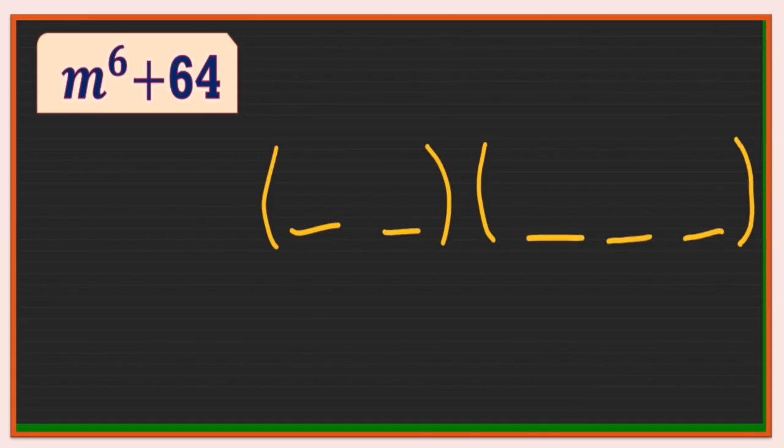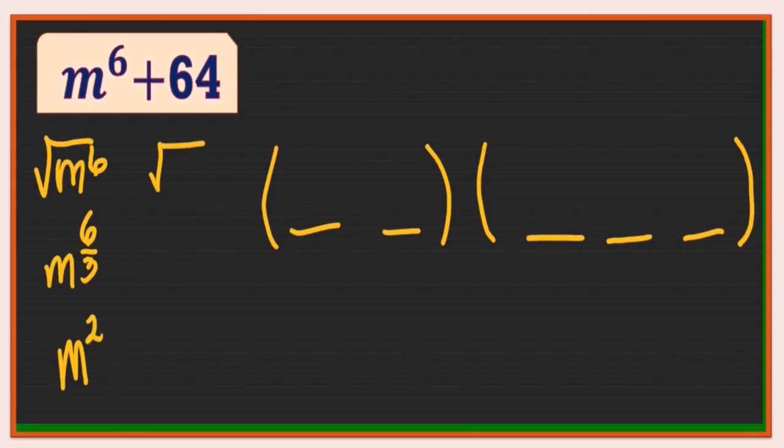Now let's get the cube roots of the two terms. The cube root of m to the power of 6 is m to the power of 6 divided by 3, which is m squared. The cube root of 64 is 4. So the first term is m squared and the second term is 4. And copy the sign, plus.